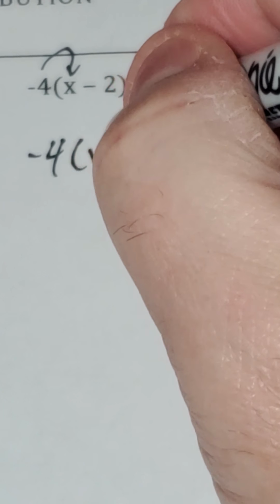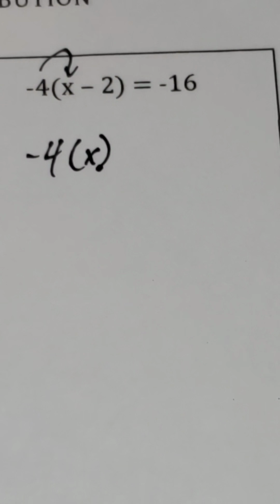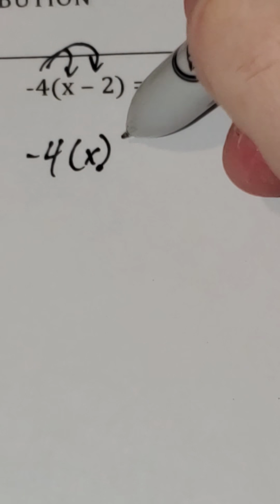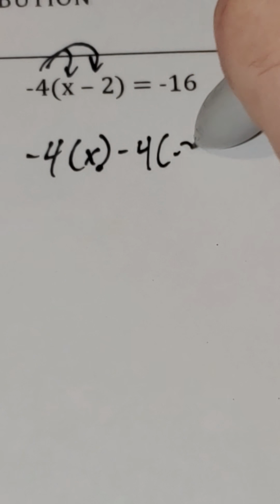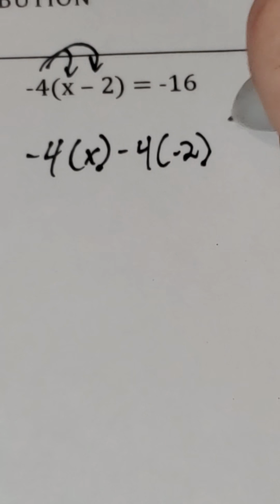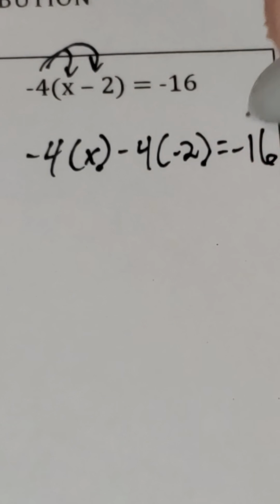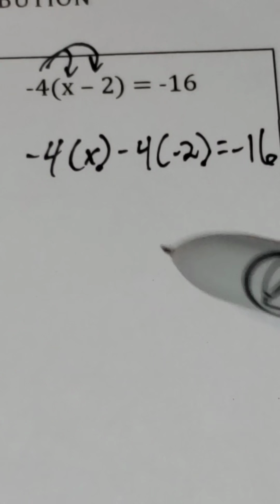One more practice problem. This one we're going to distribute a negative. We have a negative 4 times x. And we have a negative 4 times negative 2. And this equals negative 16. We'll just bring that down here.